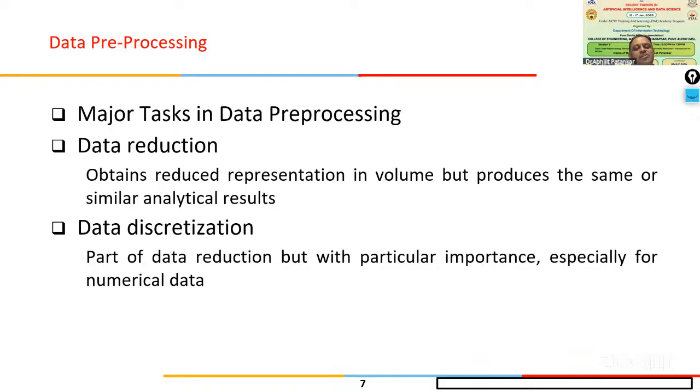Then reduction, reduced representation in volume, but produces the same or similar analytical results. So sometimes you need to do the aggregation, and sometimes you need to compress that data in some format, so that it comes under reduction. And discretization, that is part of the data reduction, but with particular importance for numerical data. So we need to calculate the discrete value of the data and use it.